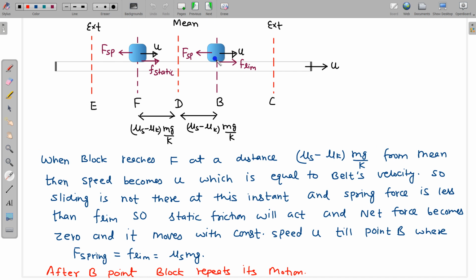After that the same kind of motion will be repeated. Okay, so after this there is no need to analyze, because the same kind of motion is again going to repeat. Okay, so now we can find the time period of the motion. We have analyzed the motion in one complete time period of this.